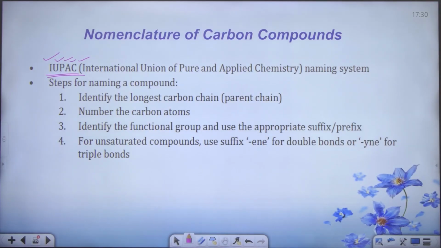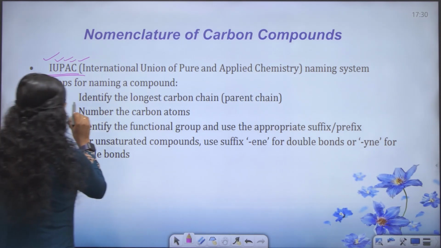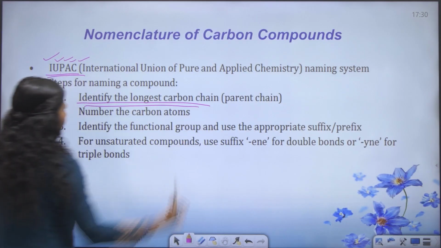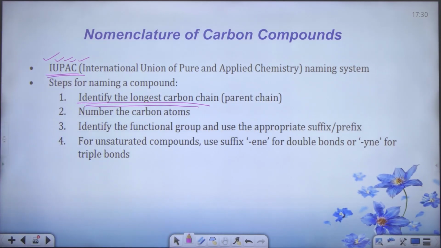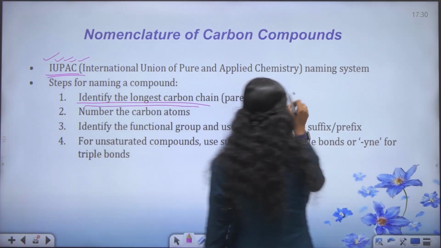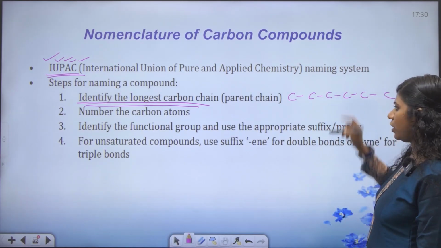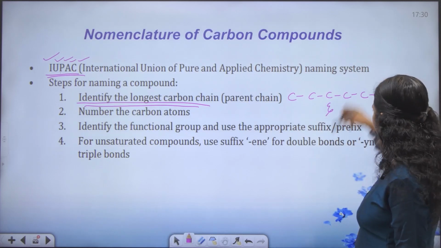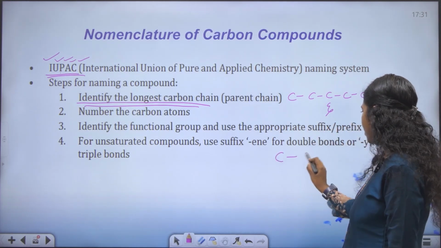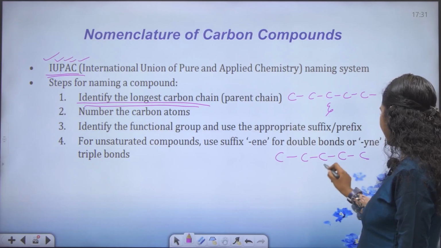IUPAC naming system. Steps for naming compounds. First step is to identify the longest carbon chain. The longest carbon chain is known as the parent chain. Suppose 6 carbons are arranged like this: 1, 2, 3, 4, 5, 6. And the same 6 carbons are arranged like this: 2, 3, 4, 5, 6.